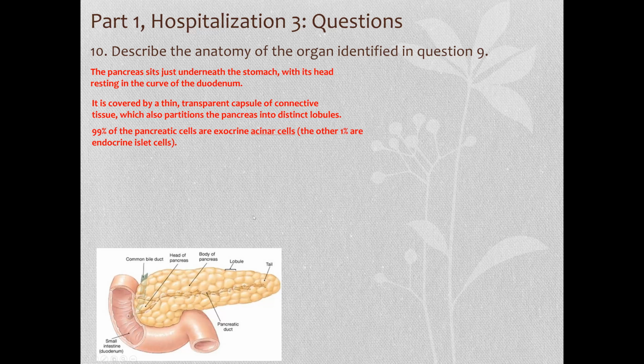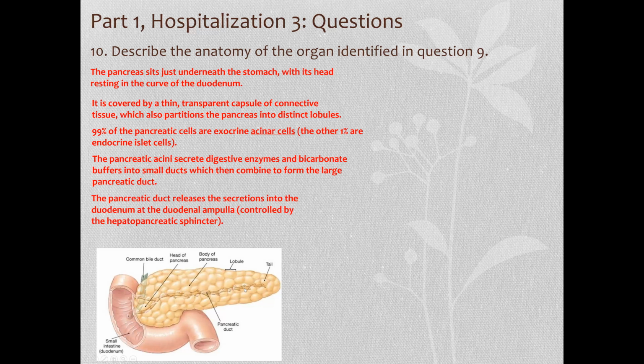99% of the pancreatic cells are exocrine acinar cells. The other 1% are endocrine islet cells. The pancreatic acini secrete digestive enzymes and bicarbonate buffers into small ducts, which then combine to form the large pancreatic duct. And the pancreatic duct releases the secretions into the duodenum at the duodenal ampulla, which is controlled by the hepatopancreatic sphincter.